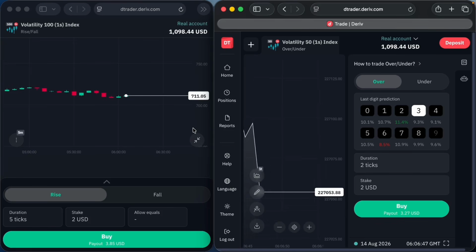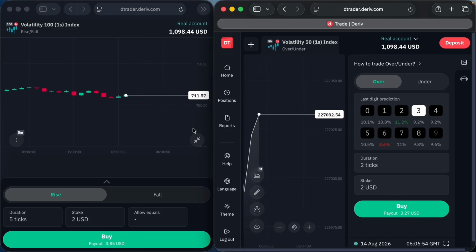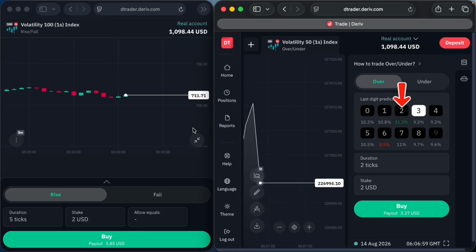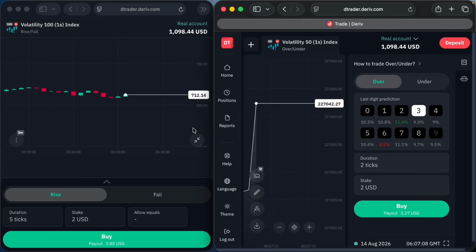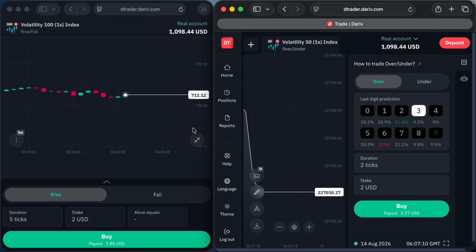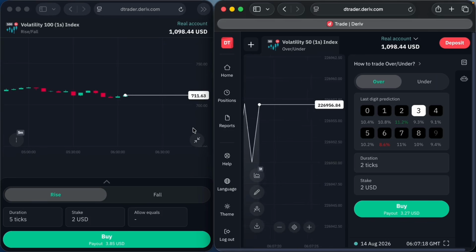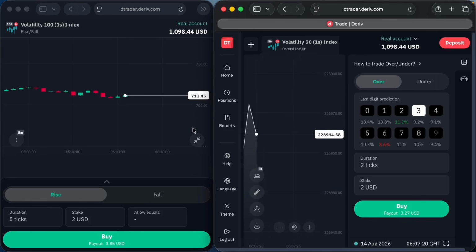Now, how easy is it to learn over-under? In terms of understanding the basic concept, over-under is quite simple. Let's say you're trading something like over 2. You're predicting that the last digit will be higher than 2. Basically, it will be either 3, 4, 5, 6, or 7 and higher. So the concept itself is not complicated. Where the real learning starts is in understanding things like digit distribution, percentages, entry conditions, and risk management, and the payout differences between the different barriers.